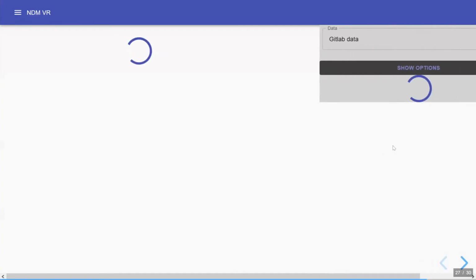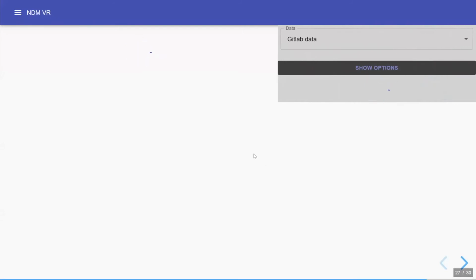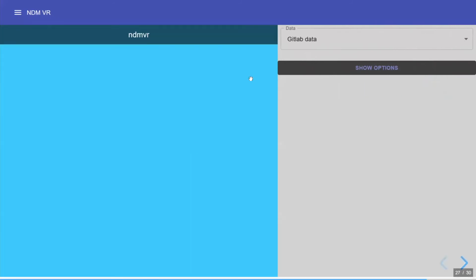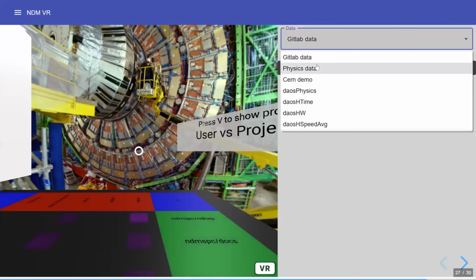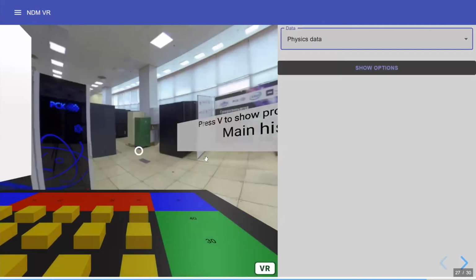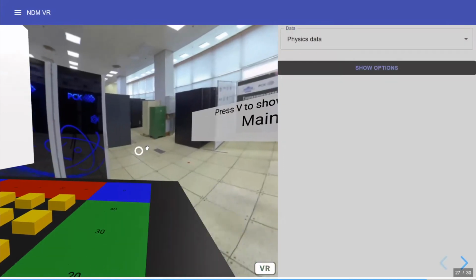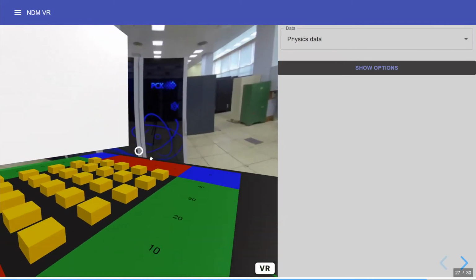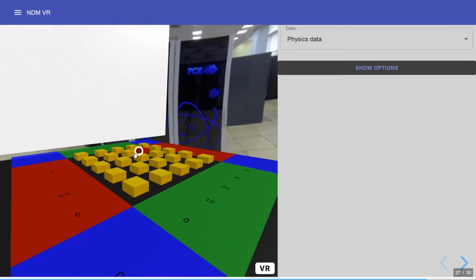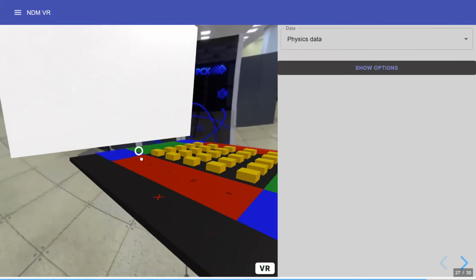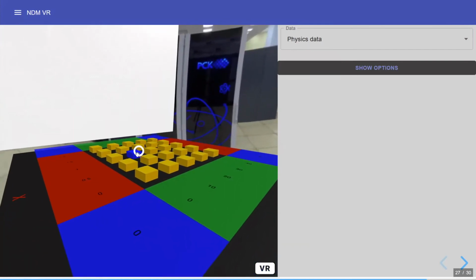So let me load that interface. Here I would like to show you the physics data. You can move there like you are in Minecraft. So basically the commands are used for moving. Then later on, when you click on the bin.